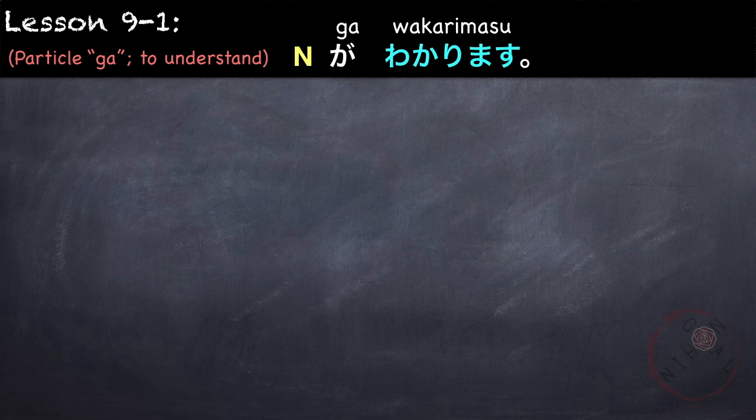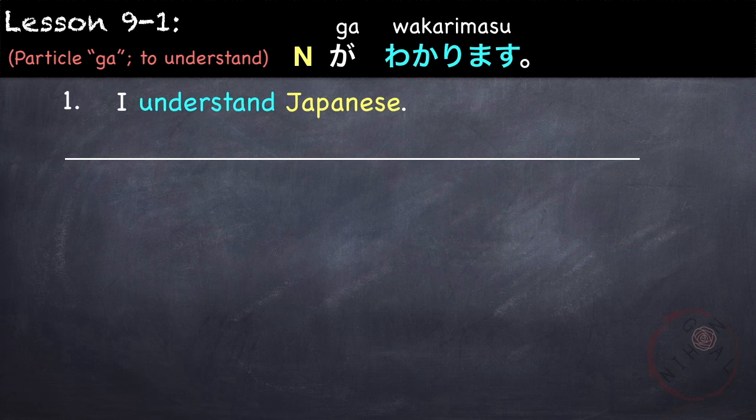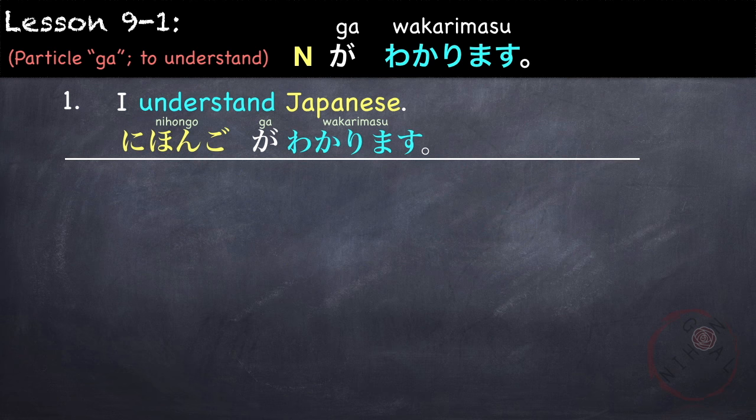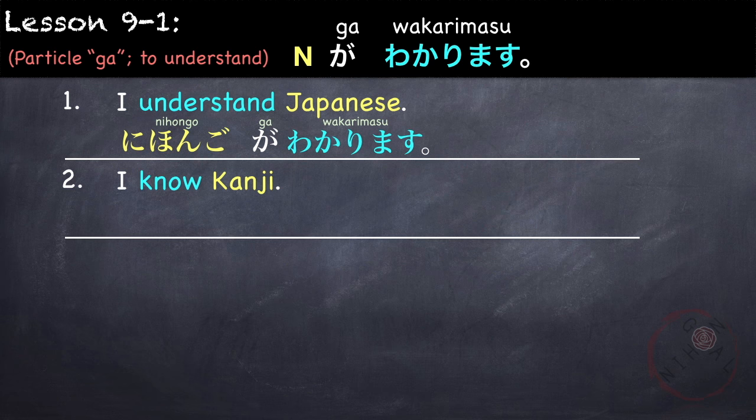Wakarimasu could mean to understand, to know, or to comprehend something. For example, I understand Japanese. Or I know Japanese. Japanese is Nihongo, followed by the particle ga, and then the verb to understand. Nihongo ga わかります. I know kanji. Kanji ga わかります.